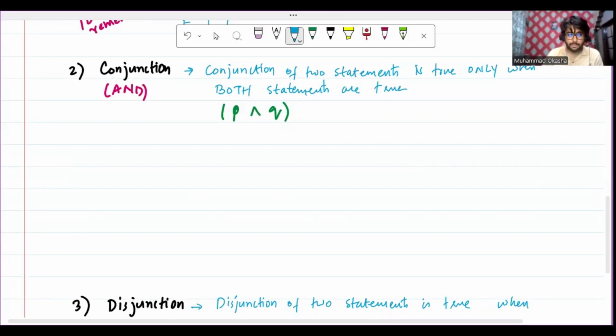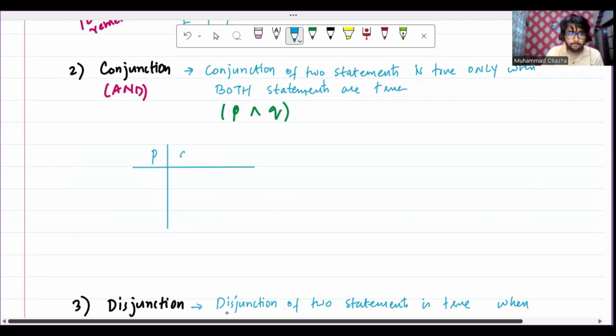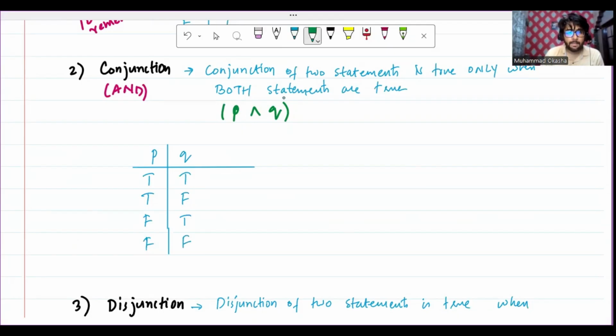Okay, conjunction. Remember the conjunction is "and." Again, it is true only when P and Q are both true, right? So let's write all the possibilities of P and Q. So either P is true, Q is true. Either P is true, Q is false. Either P is false, Q is true, or they're both false. These are the four possibilities. Let's take a look at their conjunction. So P and Q.